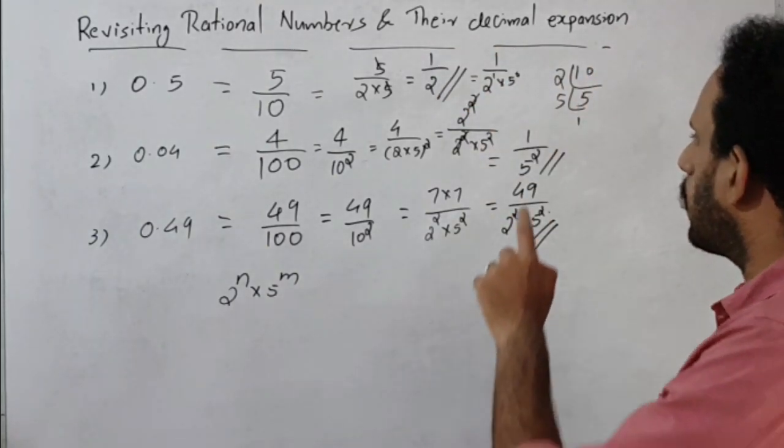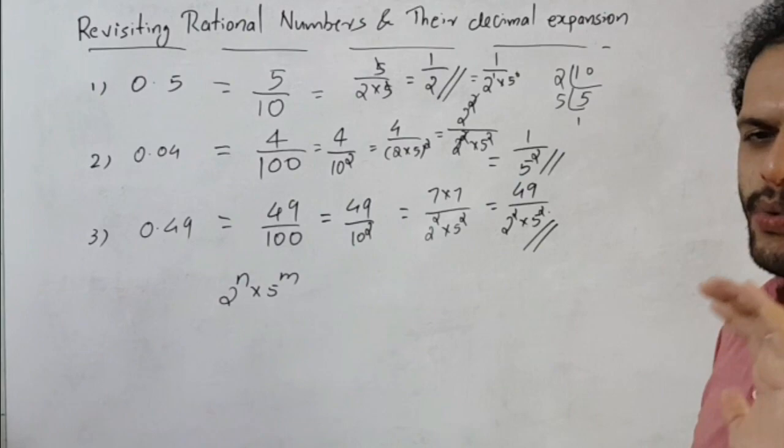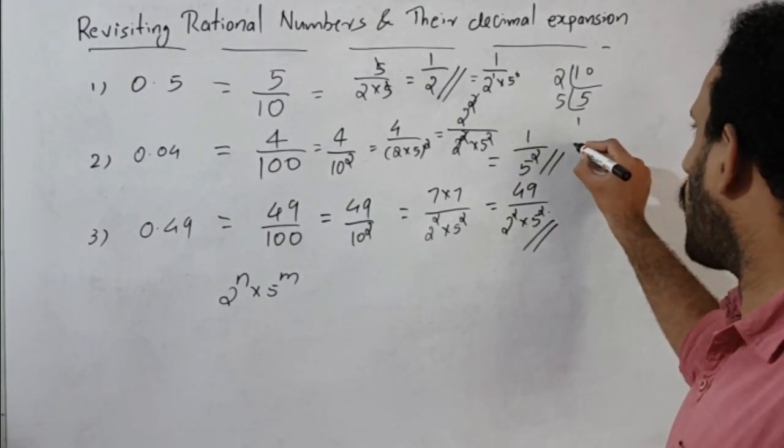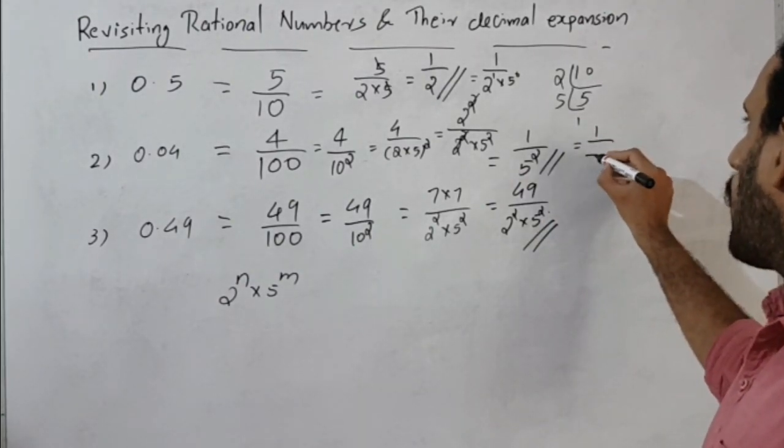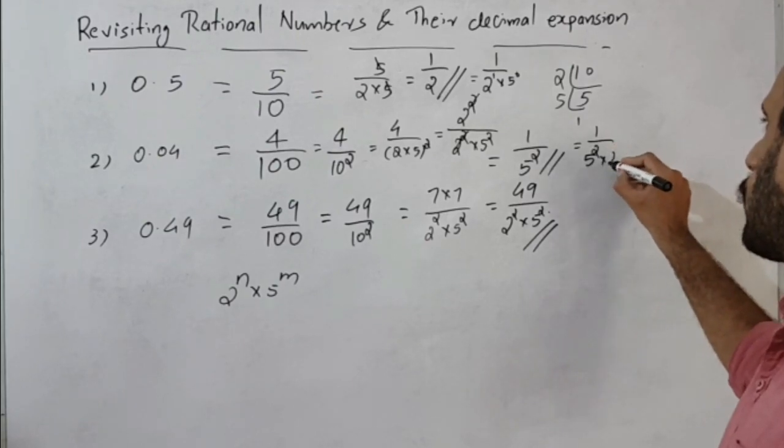Okay. So here, how do we write? Here we do not have the 2 term. So we write like this: 1 by 5 raised to 2 into 2 raised to 0.